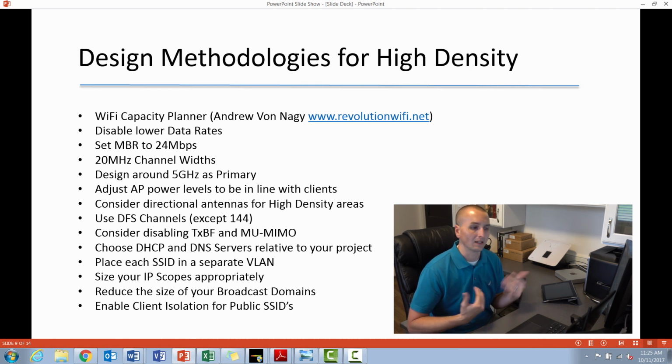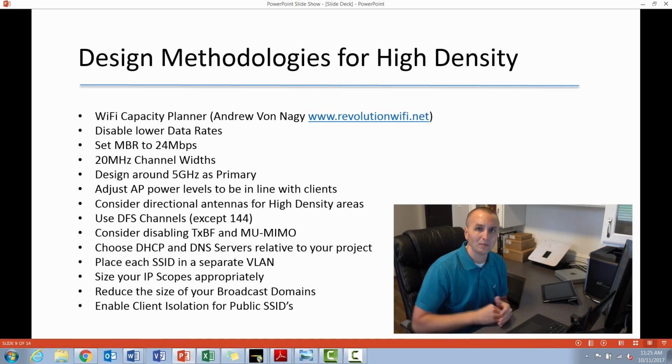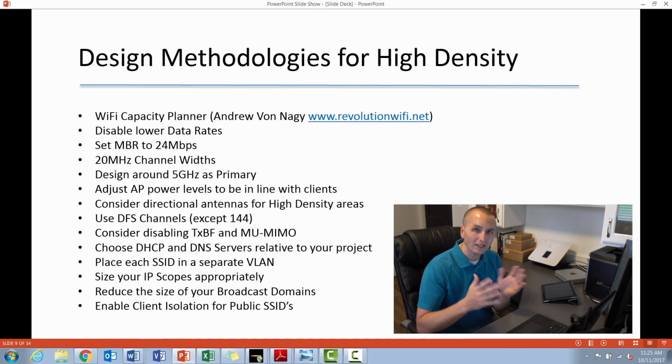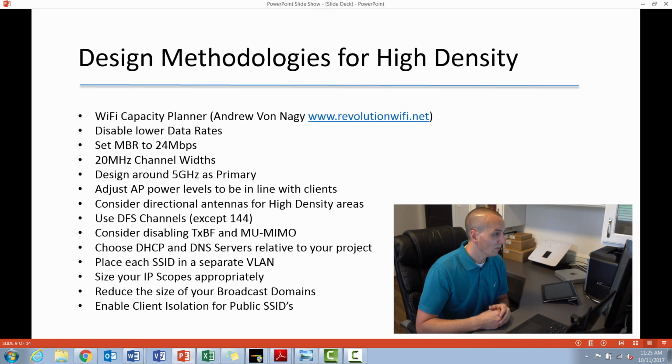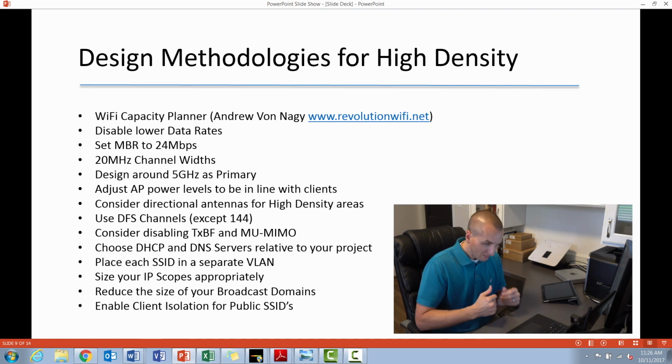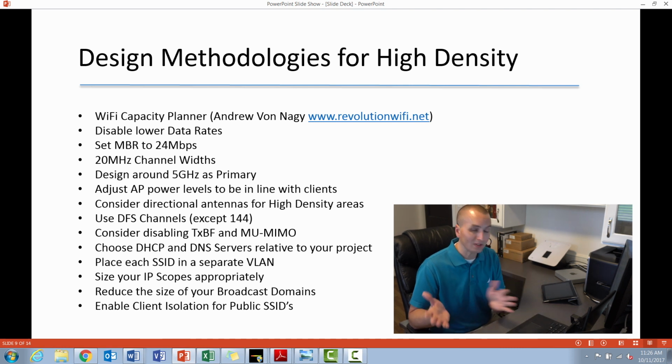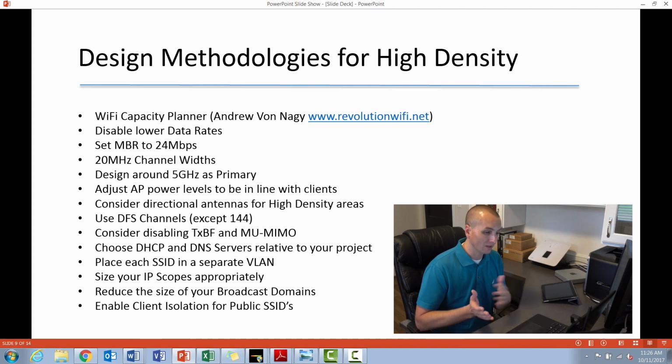We're designing this thing. So these are some things that go through my head as I'm designing medium to high density environments. One of which is the capacity side of things. We've got to know how to build that capacity up. So, there's different ways of doing it. The way that I've grown accustomed to is using Andrew Vanage's Wi-Fi capacity planner. He's got a new version of it now that's a lot more graphic driven, even includes some mesh options as well. I use the previous version.